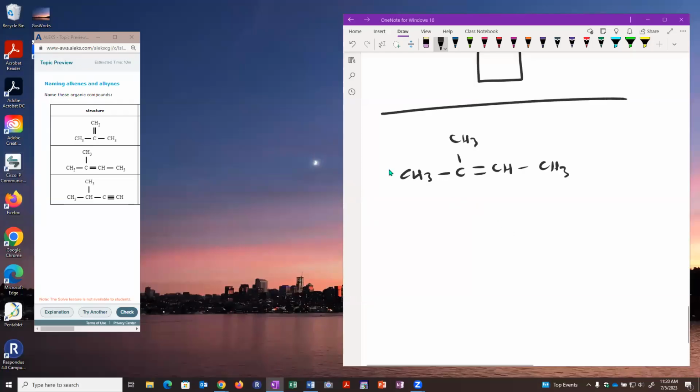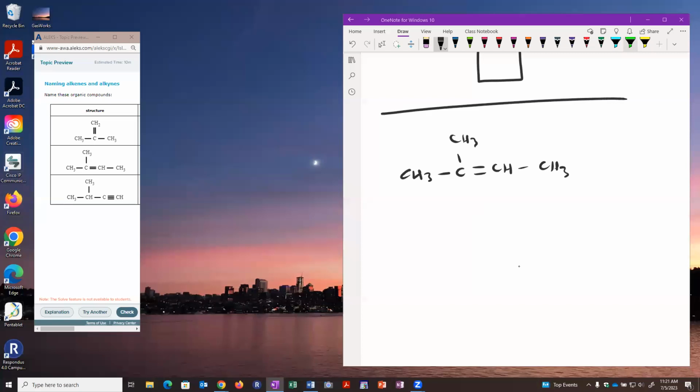All right, so in this one, we're going to be naming organic compounds that have carbon-carbon multiple bonds. Alkanes are things that just have carbon-carbon single bonds. Alkenes have carbon-carbon double bonds, like the middle one here. And alkynes are going to have carbon-carbon triple bonds, as the last one. So we're going to follow the same steps when it comes to the naming.